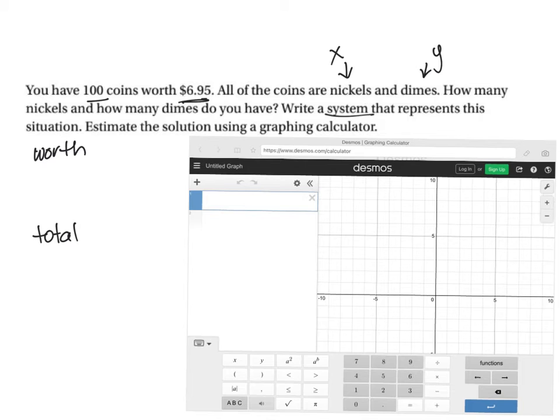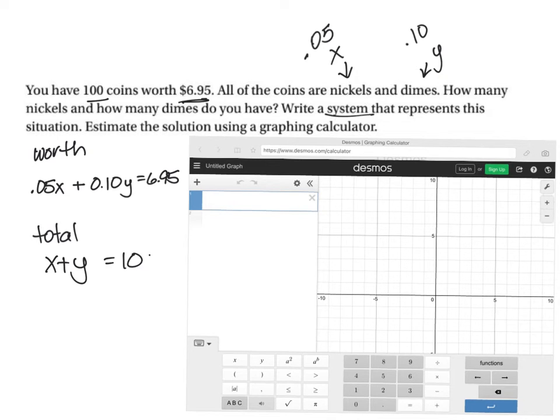So a nickel is worth 5 cents. So that would be 0.05, while a dime is 10 cents, so 0.10. So when we write our equation for the worth of the nickels, that would be 0.05x plus, I'm going to put a 0 there so the signs aren't right next to each other. And then it has a total value of $6.95. Now, the same thing with the total. This is one that happens a lot where we're like, what is the other equation? Well, it's x plus y equals 100. So now we have our two equations that we can actually graph.